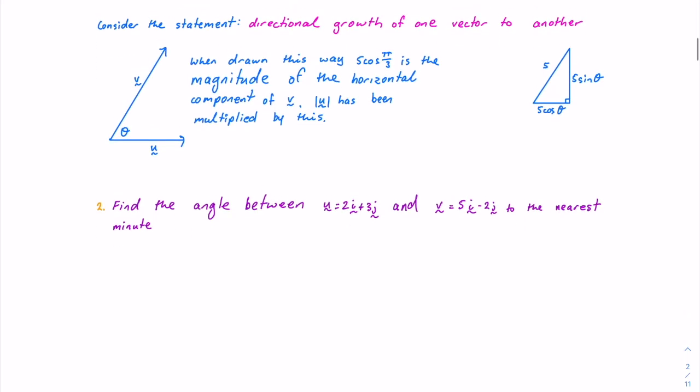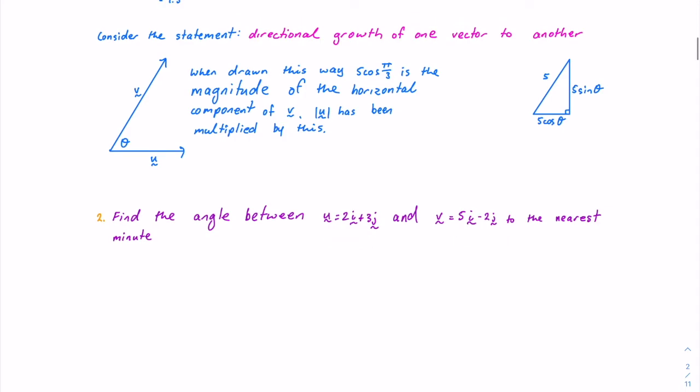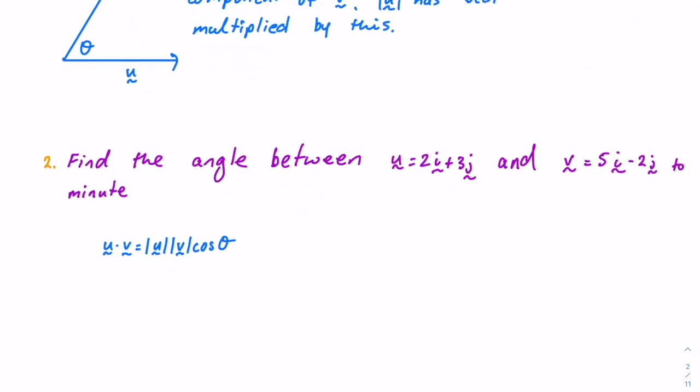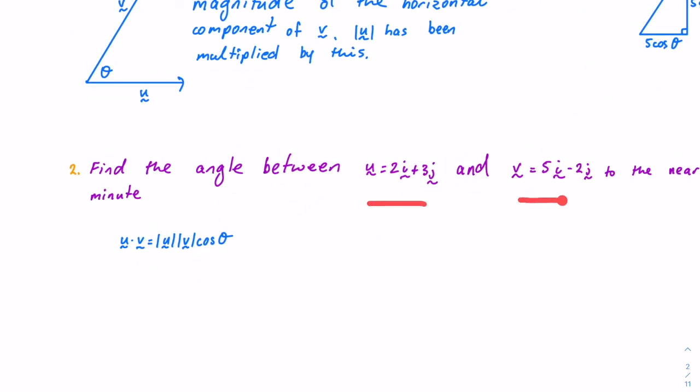Okay, let's just do another example where we have to find the angle between these two vectors to the nearest minute. This is quite a common type of question that you might get, and it's just a simple application of that dot product formula. So there's our formula. Now we will need to find the length of u and the length of v. The dot product is, of course, the 2 times 5 plus the 3 times minus 2. So 2 times 5, 3 times minus 2, and the magnitude of u is the square root of 2 squared plus 3 squared. The magnitude of v, so that's 5 squared plus negative 2 squared.